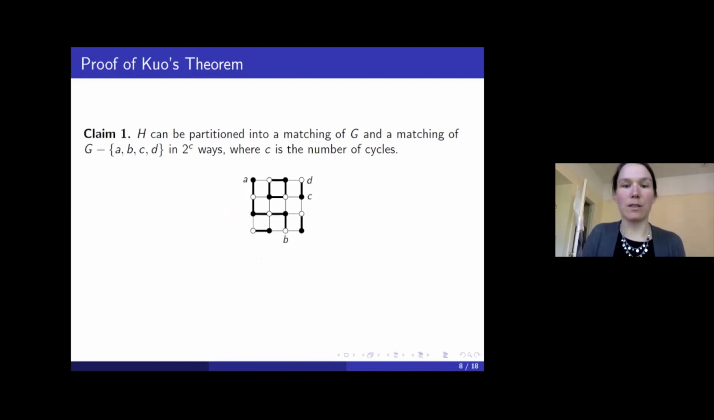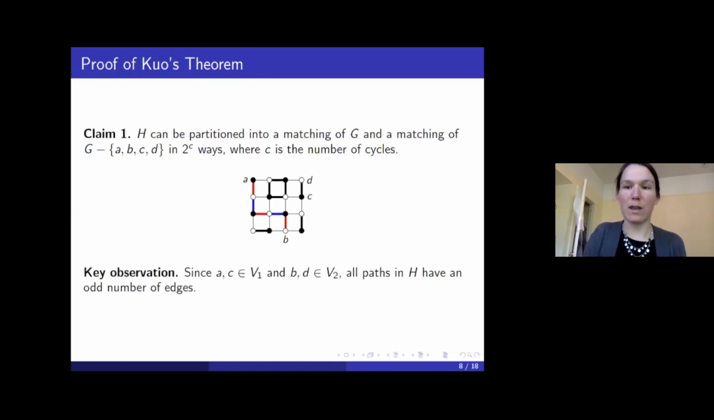So we'll start by considering the path from A to B. We want to partition this graph H into 2 matchings, and so the edge that's incident to A has to go into the matching of G. And then, since whenever you have a perfect matching, 2 edges can't share a vertex, the next edge in the path has to go into G minus A, B, C, D. And we continue to alternate which matching we're putting the edges in the paths into.